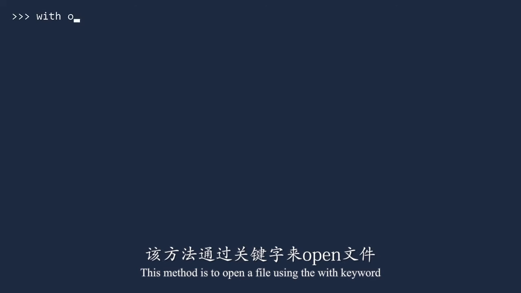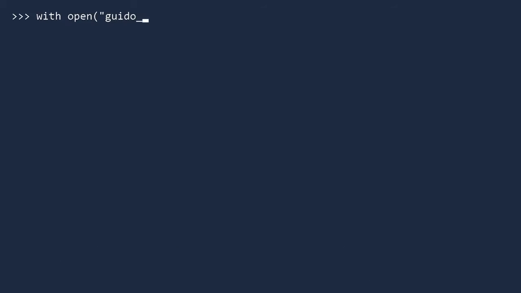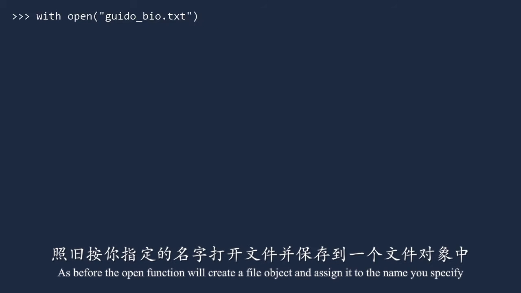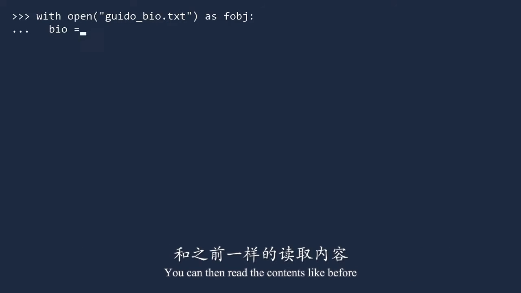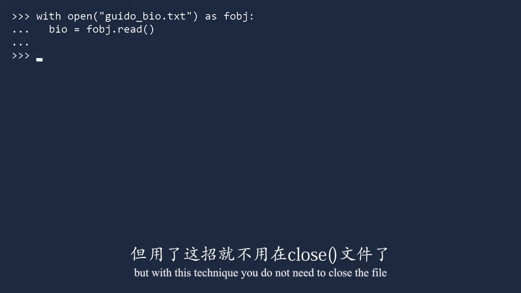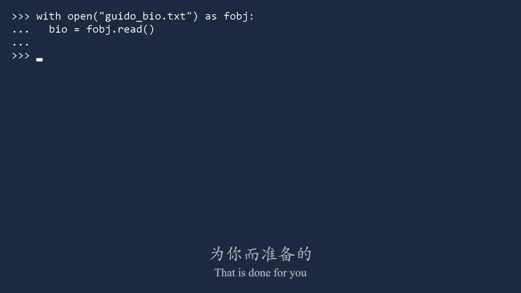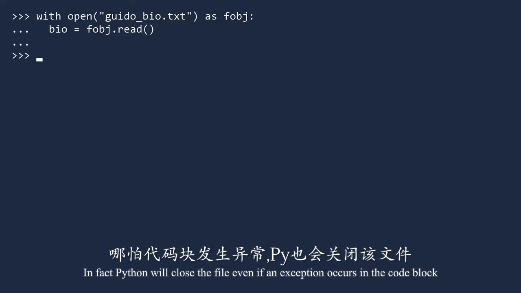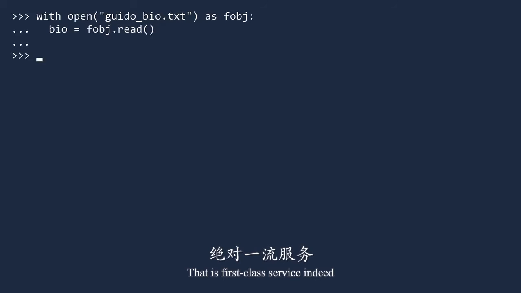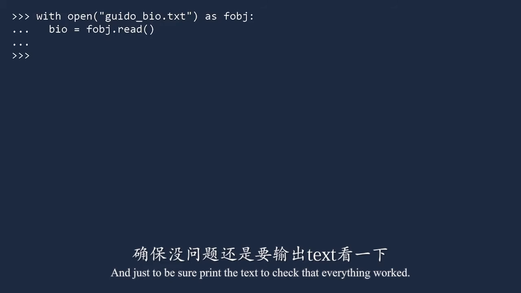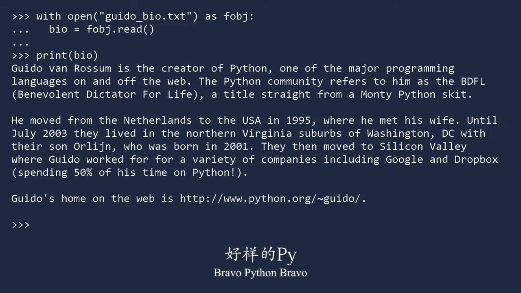This method is to open a file using the with keyword. As before, the open function will create a file object and assign it to the name you specify. You can then read the contents like before. But with this technique, you do not need to close the file. That is done for you. In fact, Python will close the file even if an exception occurs in the code block. That is first-class service indeed. And just to be sure, print the text to check that everything worked. Bravo, Python. Bravo.